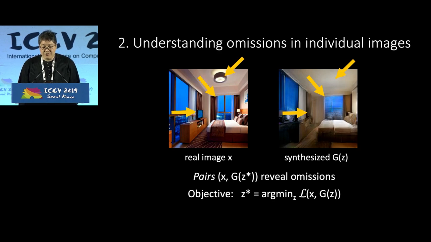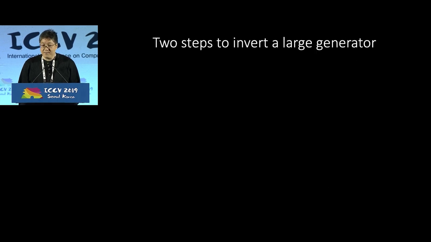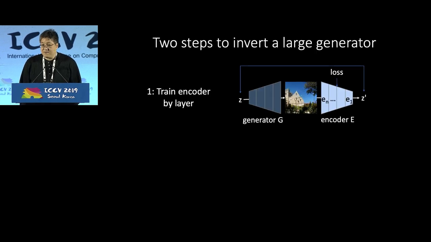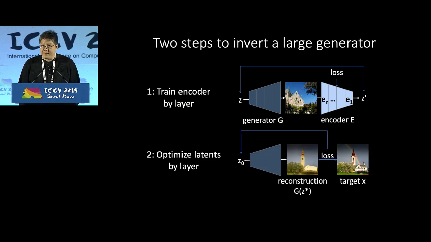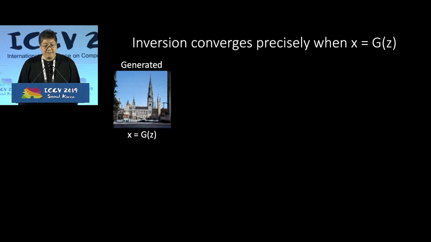You start with a training image, and you put it through the inverse of the GAN. You recover a latent that can generate the image. But that's tricky if the GAN is very deep. And so in our paper, we discussed how to invert a GAN that's deep. It's a two-step process. First, you train an encoder. And the trick is to train it by layer, which helps you deal with the depth. And then the second step is you refine the initial guess of the latent that you get by putting it through an optimization process. And you can also do this by layer.